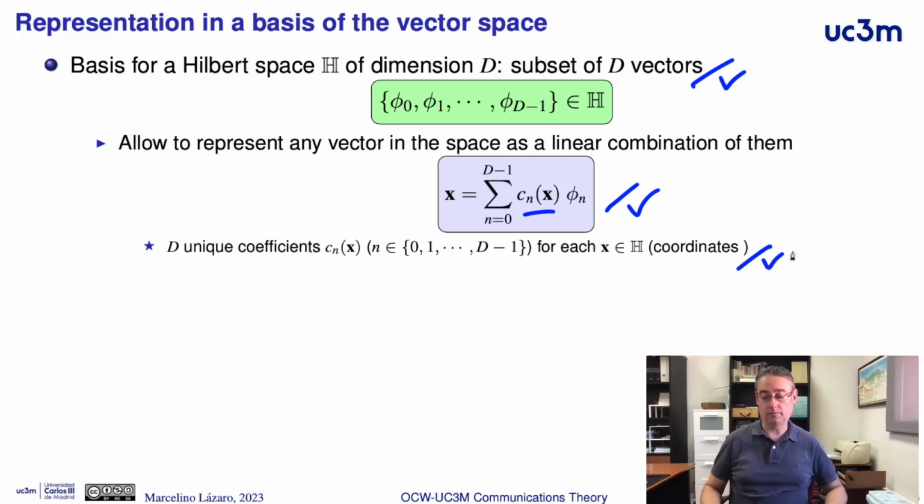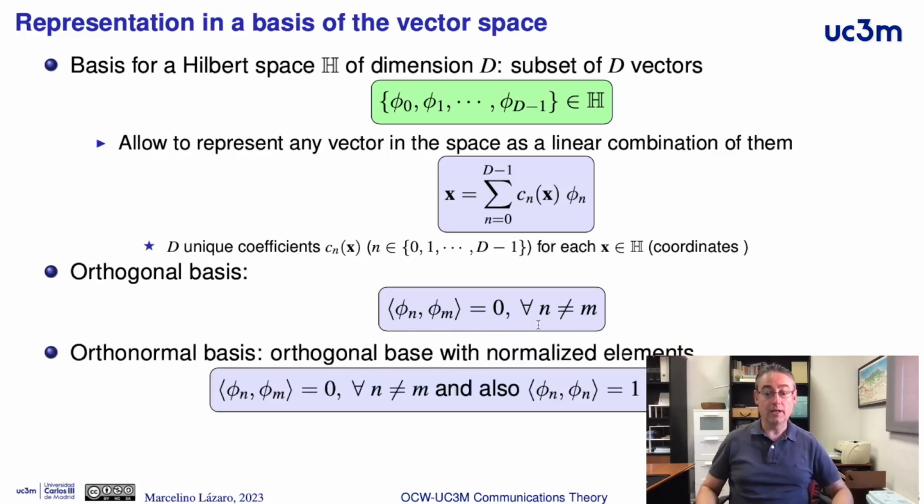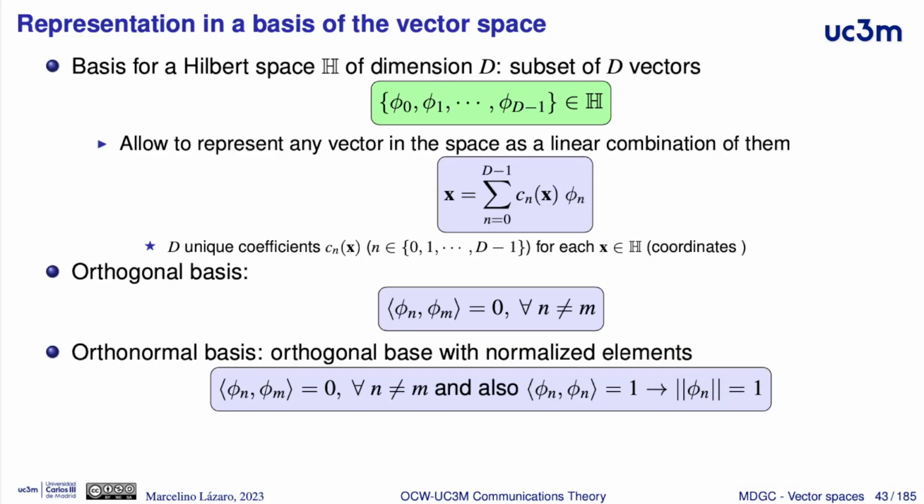A basis is orthogonal when every pair of elements in the basis are orthogonal, and this means that their inner product is 0 for every pair of elements in the basis. And an orthogonal basis is orthonormal if the energy of every element in this basis, the norm of every element in this basis, is 1. Taking into account the relationship of the norm with the inner product, this means that the inner product of an element of the basis with itself is equal to 1.